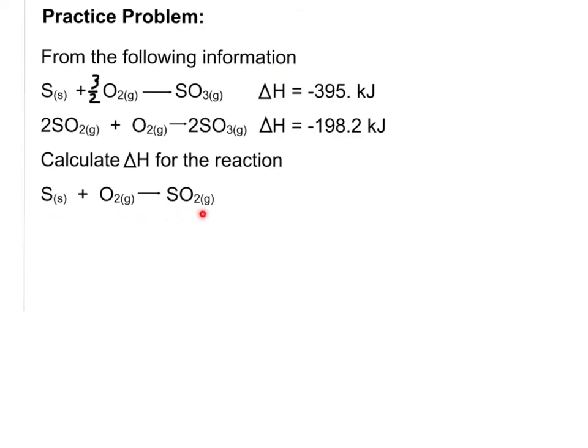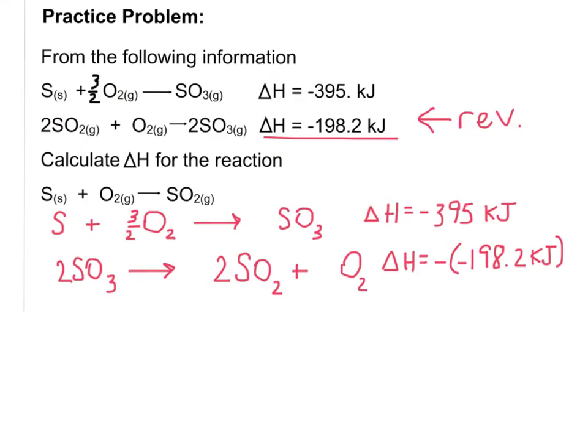Well, let's sort of pick apart these reactions. We have sulfur and oxygen going to sulfur trioxide. We want sulfur and oxygen going to sulfur dioxide. Well, if you look right here, here's our sulfur dioxide. We know that sulfur and oxygen produce sulfur trioxide. If I reverse this reaction, I can see how sulfur trioxide could produce the sulfur dioxide. So the first thing I'm going to want to note is that I will want to reverse that reaction right there. So let's go ahead and write that.